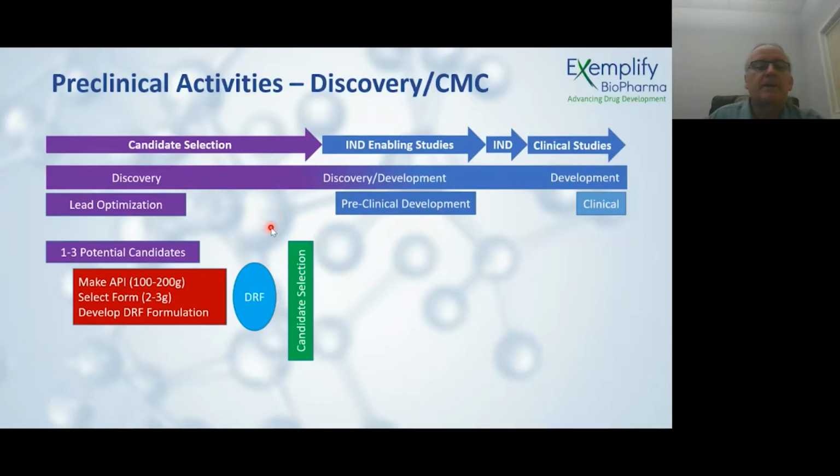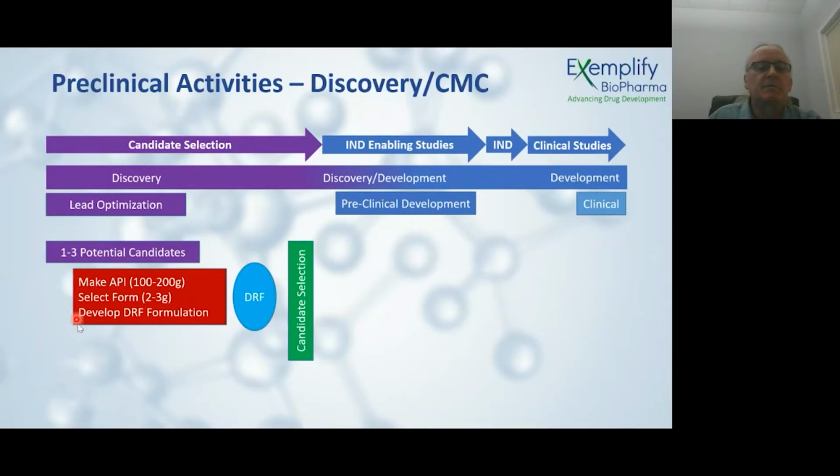Depending on the organization, if we look at the logistics of how these things happen, often there's a few potential candidates that are in play. And usually you want to get some toxicology information to give you an idea about how they may behave. You may have to make a few 100 grams. You most likely will need to select some form, whether that's the free form, salt, polymorph, or whatever it might be. And you'll need to develop a formulation for those DRF studies.